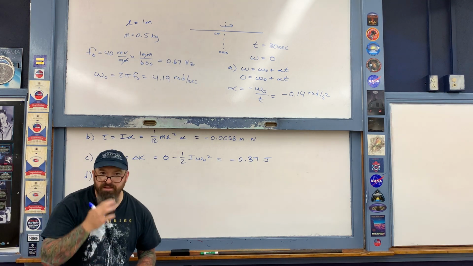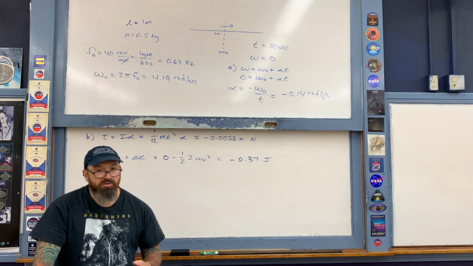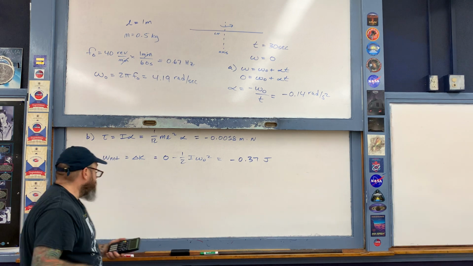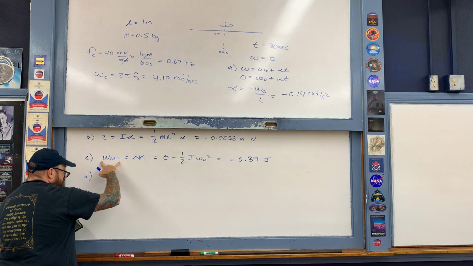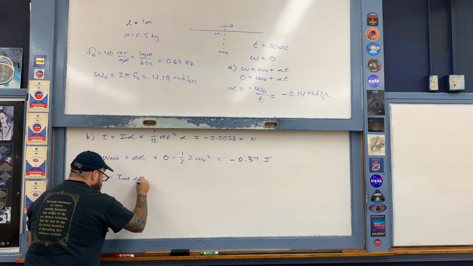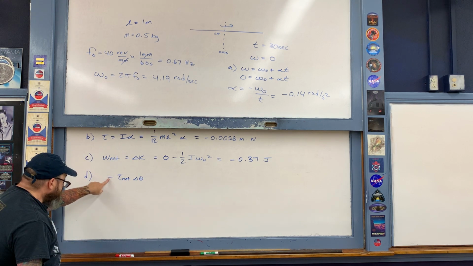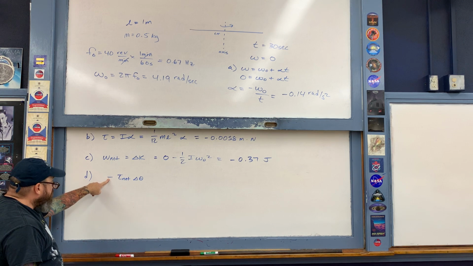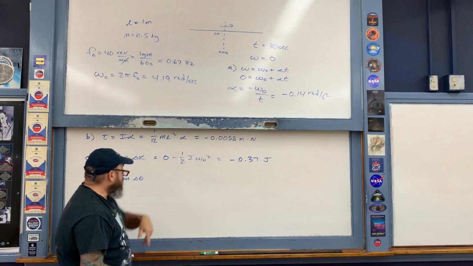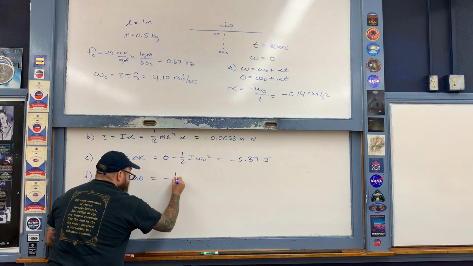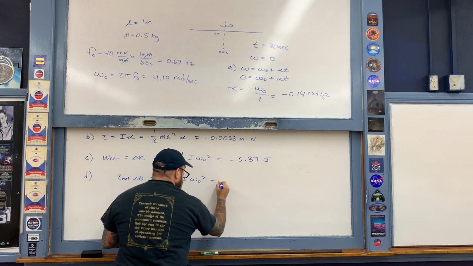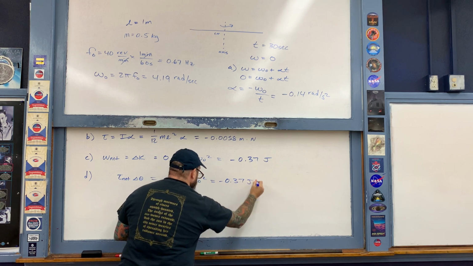There's a couple of different ways in which we can do part D of the problem. We could use rotational kinematics if we wanted to, but I'm going to use the work energy theorem here for part D to illustrate. Now the net work done is going to equal the negative of the net torque multiplied by the change in angle. There's a negative sign here, and the negative sign is already taken into account in our calculation right here. This then equals the change in kinetic energy, which was negative 0.37 joules.